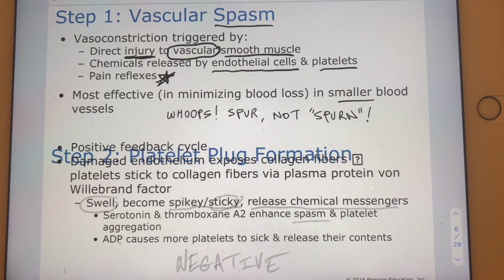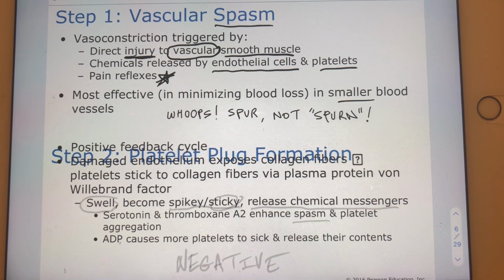Platelet plug formation is the second step, and you already know that platelet aggregation, which is also the same thing as saying platelet plug formation, is part of a positive feedback cycle, in that platelets, once activated, in turn activate other platelets. And so it sort of turns into a platelet snowball. The more activated platelets there are aggregated together, the more likely they are to activate other platelets, and so on and so on and so on.